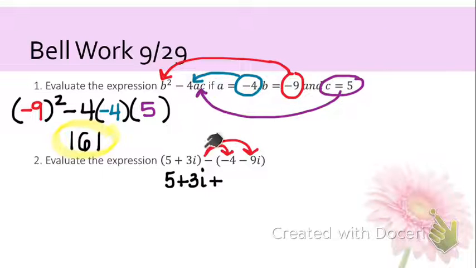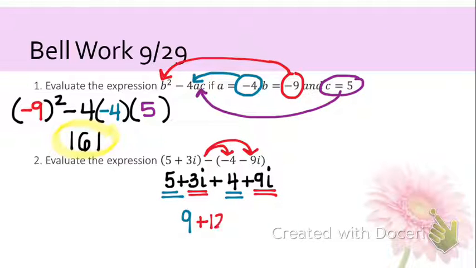So whenever you distribute the negative, you're just changing this sign. So this -4 becomes a +4. The -9i becomes a +9i. Combine your like terms. 5 plus 4 is 9. 3i plus 9i is +12i. Who had that for their answer?